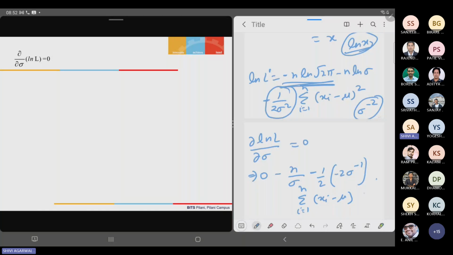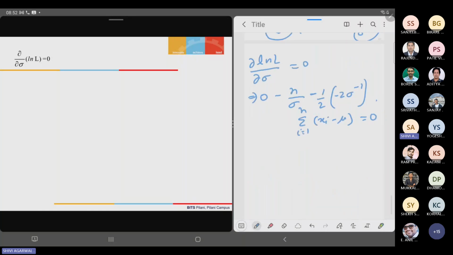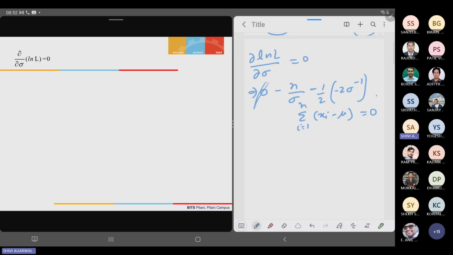Okay, and then we are putting it equal to 0. So those two terms are coming here, and this is 0 here, 0 we can remove here. Okay, so it will become here minus n by sigma. This 2 is to cancel out, minus minus becomes plus, 1 by sigma cube, summation i is equal to 1 to n of xi minus mu, and that is equal to 0.